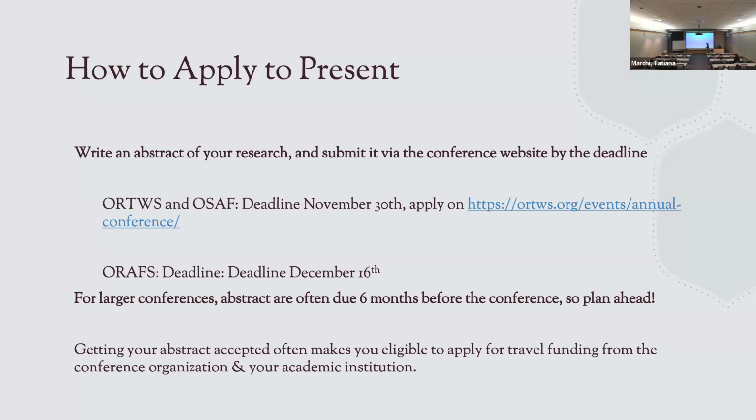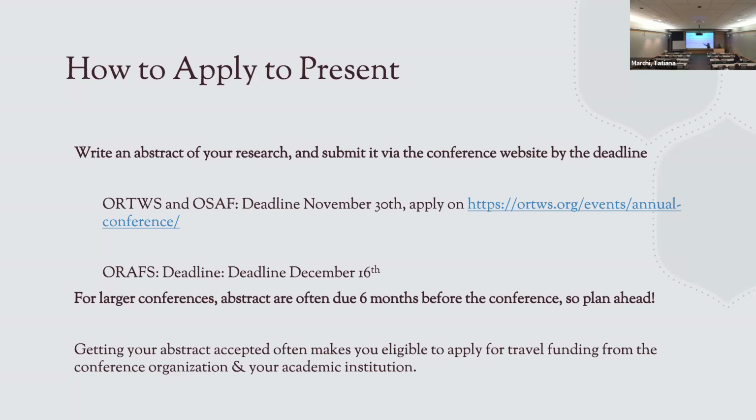Now, how to apply to present. So first you'd have to write an abstract. An abstract is basically about 3 paragraphs just about your research, why it's important, like why people should care about your research essentially. That's what an abstract is. It includes a rough summary and then why it relates to things of that sort. It's just your project description, project overview.